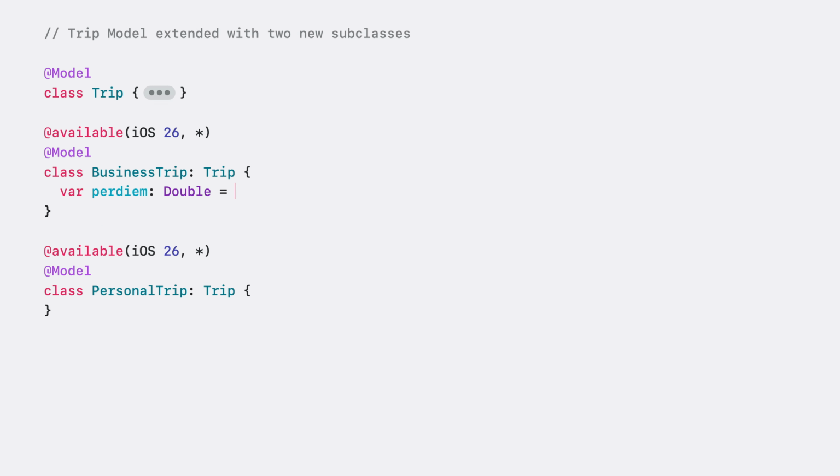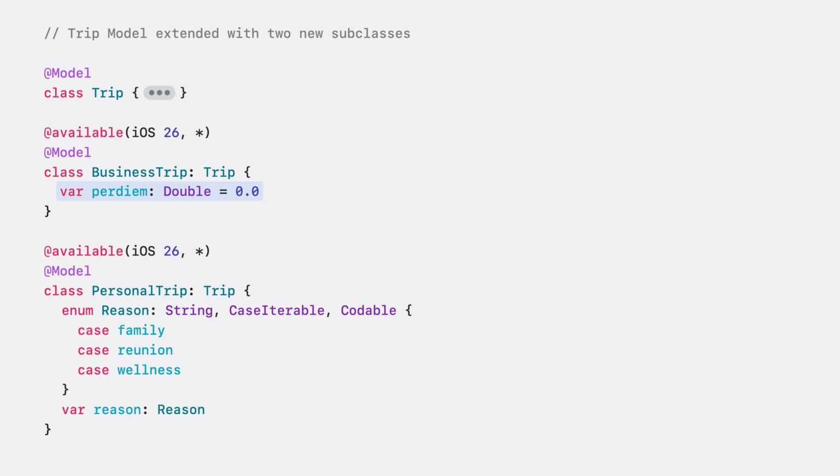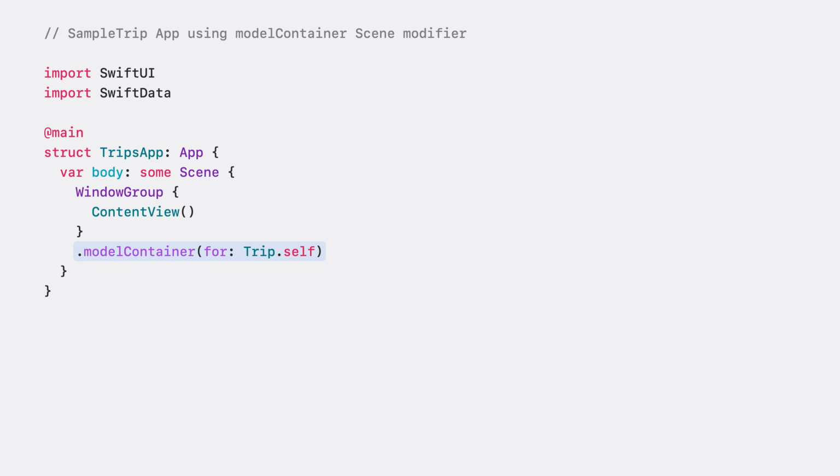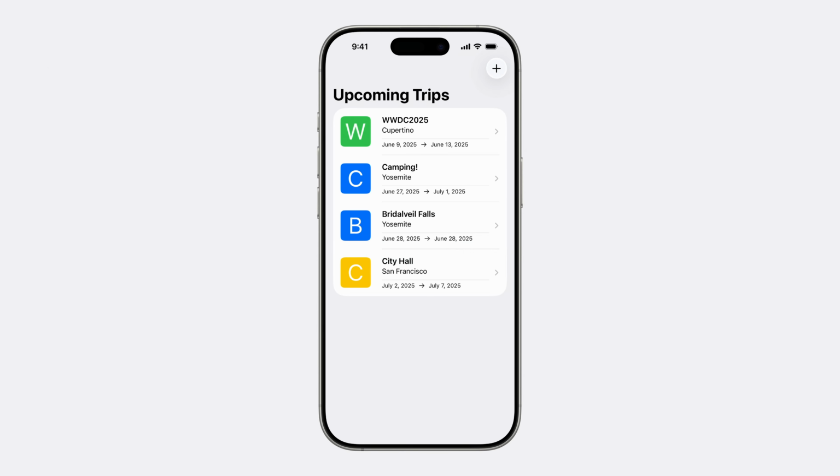I can add a per diem to the business trip and set its initial value. And for our personal trip, we add a reason enumeration to capture the reason why we're going on our personal trip. Oh wait, one last thing we need to do is update our schema to include our new subclasses. Let's add business and personal trip to the model container modifier, and we're ready to go. The Sample Trips app is ready to harness the new personal trips in blue and business trips in green with no other special code needed.